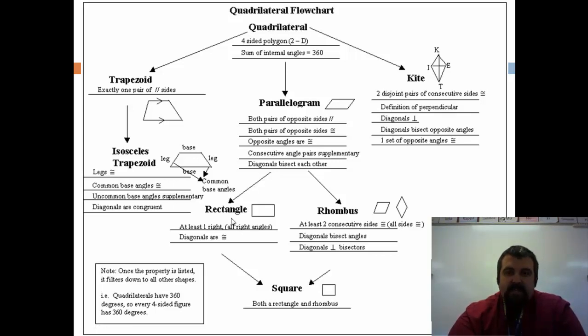This middle stuff you should already have in your notes in section 4. But here we go. This is the outline or the flow chart that is available to you.